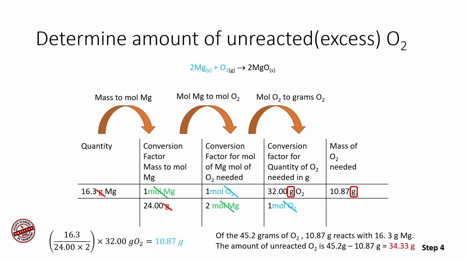So we started with 45.2 grams of oxygen, and 10.87 grams reacted with 16.3 grams of magnesium. So the amount of unreacted oxygen is equal to 45.2 grams minus 10.87, which is 34.33 grams. So that's how you determine the amount of unreacted excess reagent.